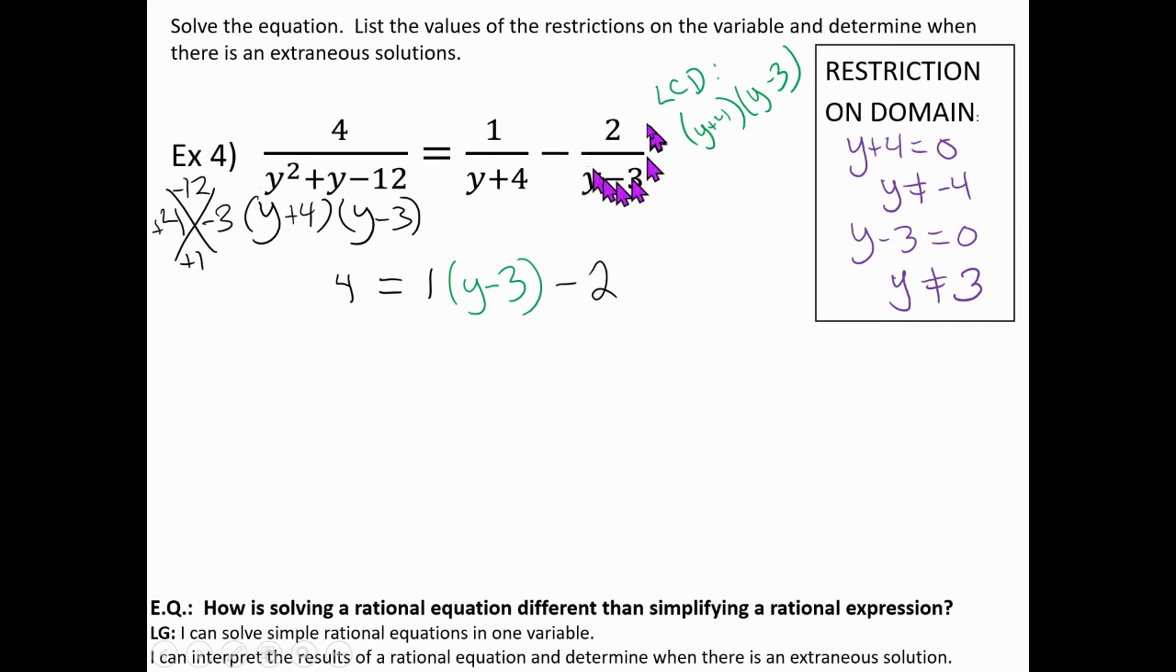And what is this missing? This has the y minus 3. From this list, what is it missing? It's missing the y plus 4. So that's what I'm going to multiply by, y plus 4.